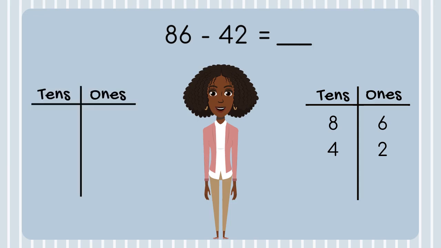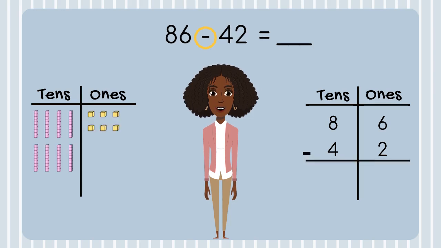Next, I'll create another place value chart. This place value chart will be used to represent my equation using place value blocks. I am subtracting, so I'm going to model the total amount. My equation is 86 minus 42. 86 is the total, and I have to take away 42. So I will model the number 86 in my place value chart using place value blocks.